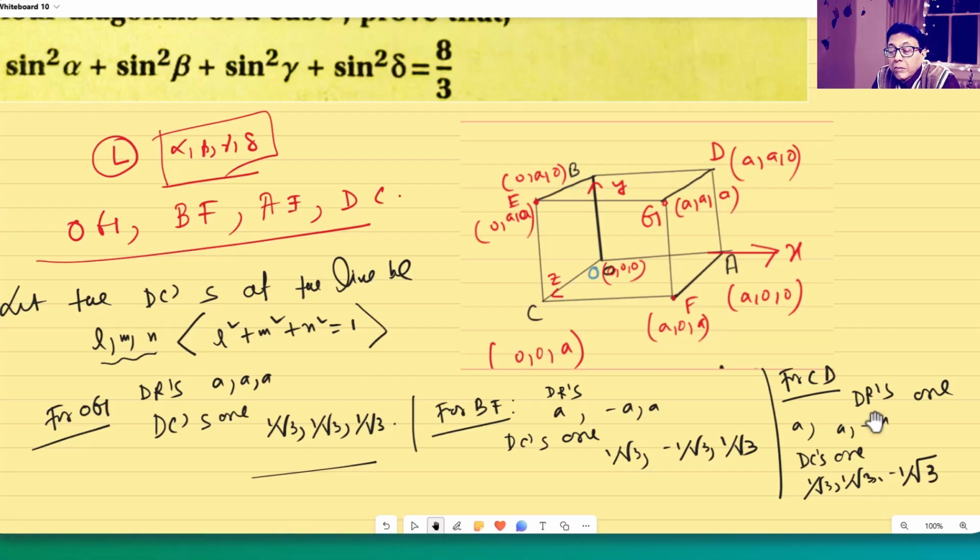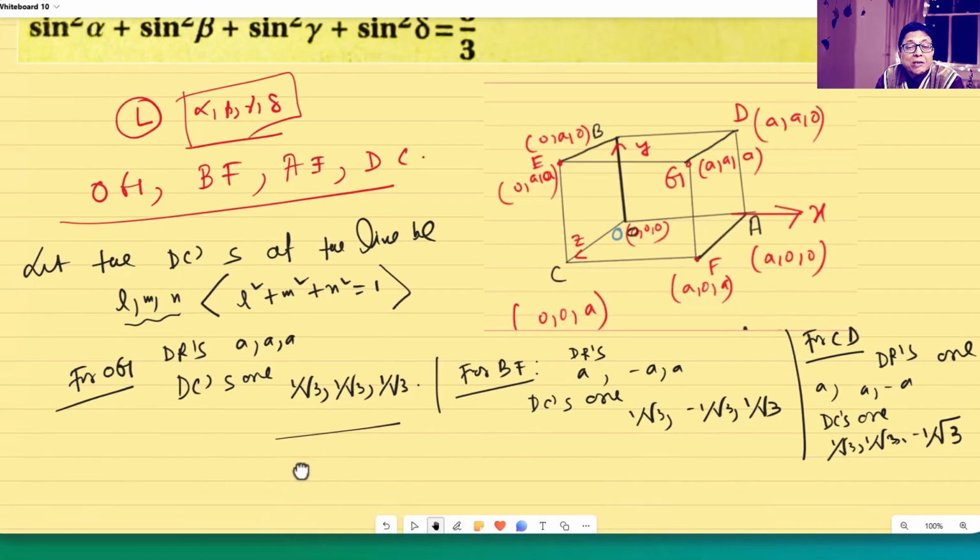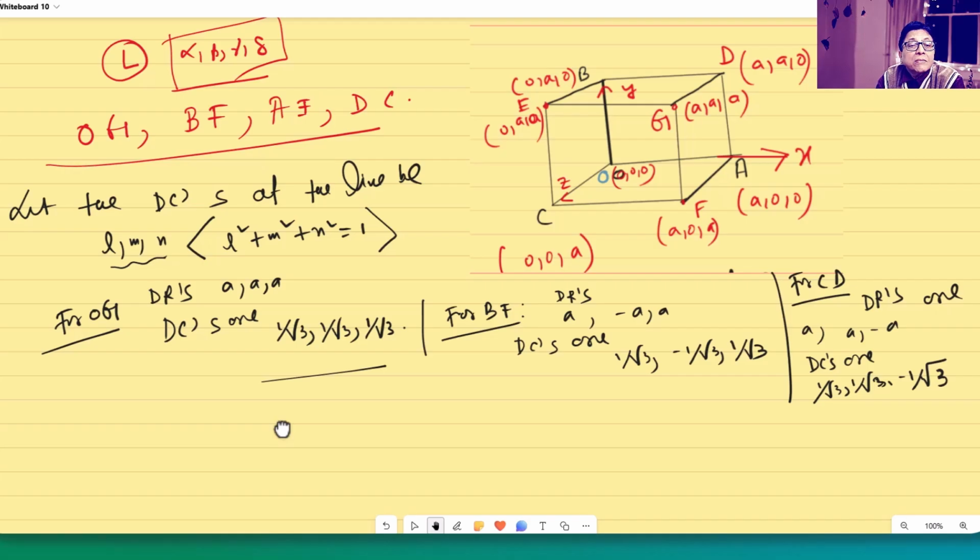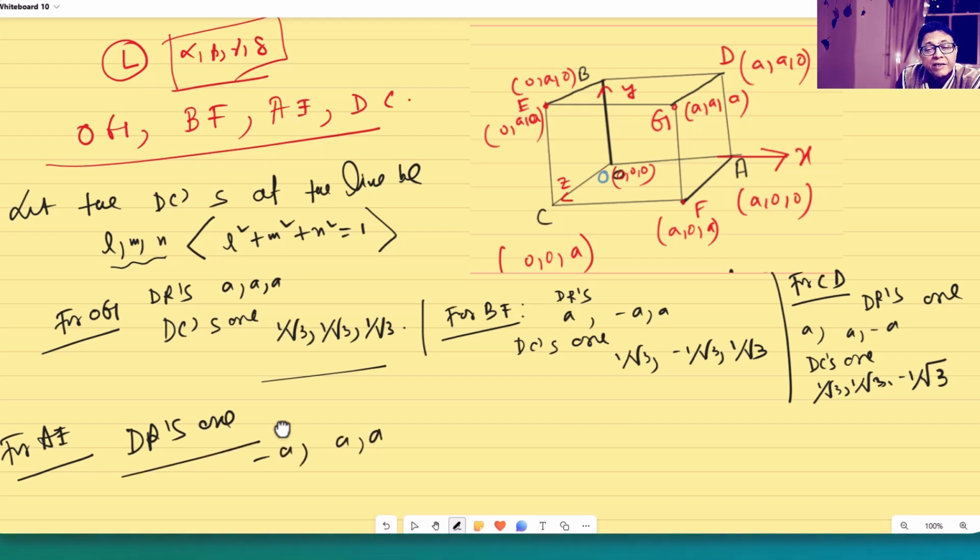CD is done and one more is left over there after CD, that is going to be AE. For AE, you write the direction ratios. DRs are what? Minus A. This is what? Minus 1 by root 3, 1 by root 3.